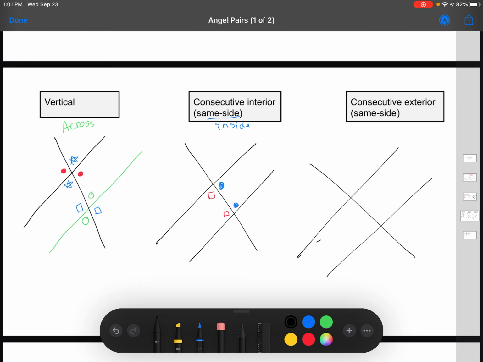Consecutive exterior, they're on the same side, but they're on the outside of the parallel lines. Right, so these two red dots, or this star with this star.